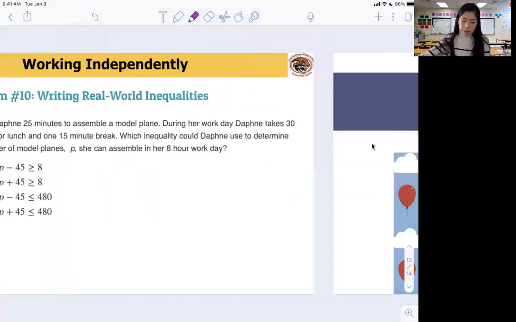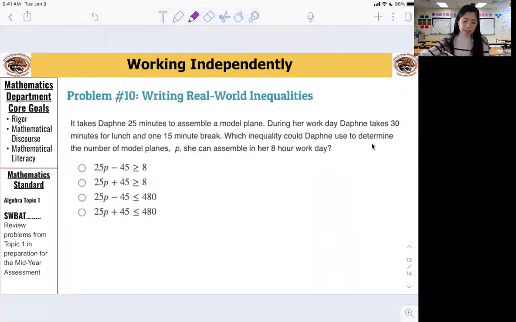All right, I believe this is the last one. It takes Daphne 25 minutes to assemble a model plane. During her workday, Daphne takes 30 minutes for lunch and one 15-minute break. Which inequality could Daphne use to determine the number of model planes, P, she can assemble in her 8-hour workday?